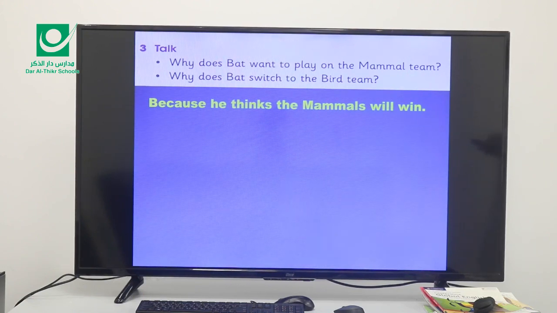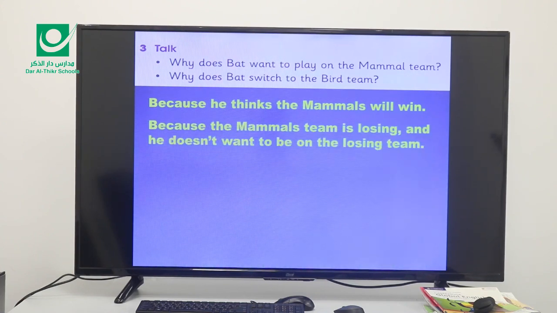Now the second question, why does Bat switch to the bird team in the middle of the match? You know, he switched the team. He went and played with the bird team. Why? Because the mammals team is losing and he doesn't want to be on the losing team.